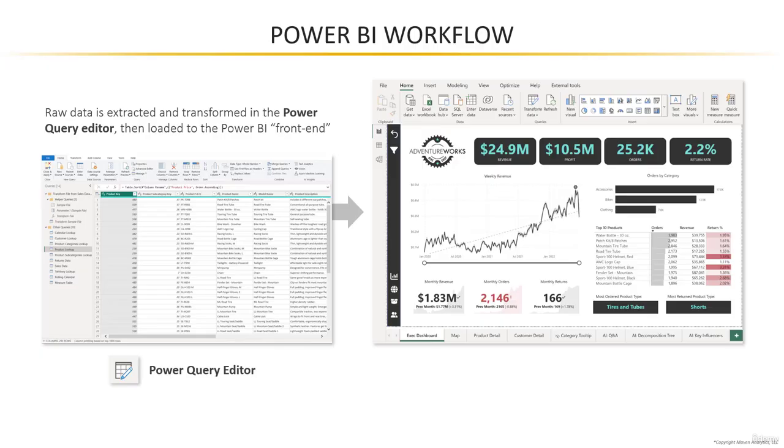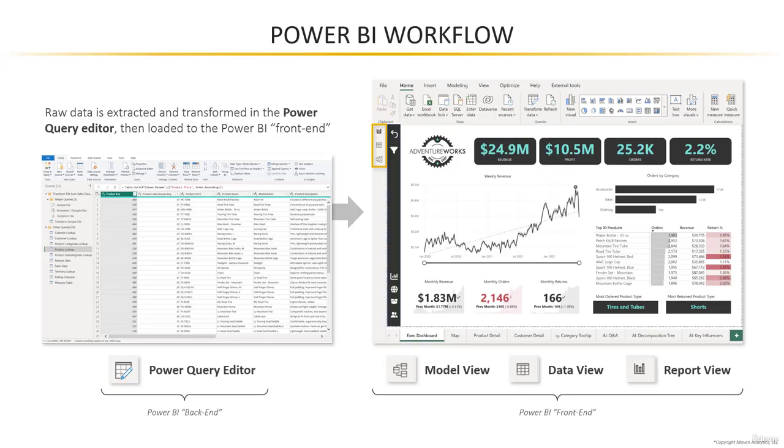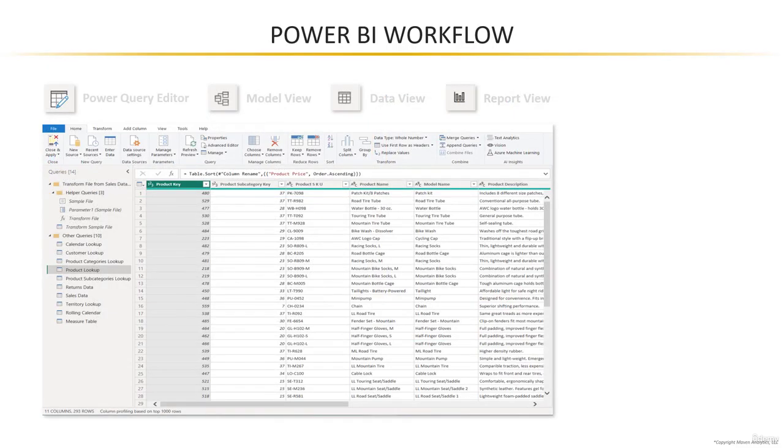And once we've done those steps, we're going to load it into what we call Power BI's front end. And within that front end, there are three core views: the model view, the data view, and the report view. So collectively, that's what we typically call the front end, whereas the Power Query editor is what we'll often refer to as the back end. And this is something that Aaron's going to dig into in a bit more depth in the next section of the course. So if we take it one layer deeper, let's look at the four stages of the workflow that we're going to follow here.